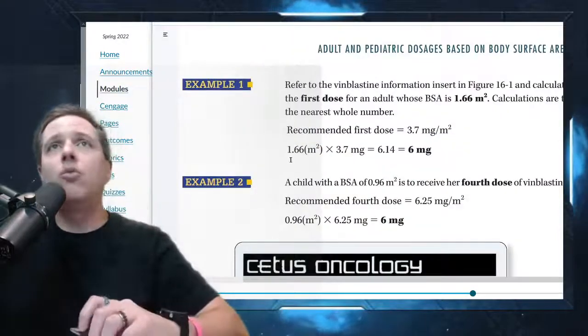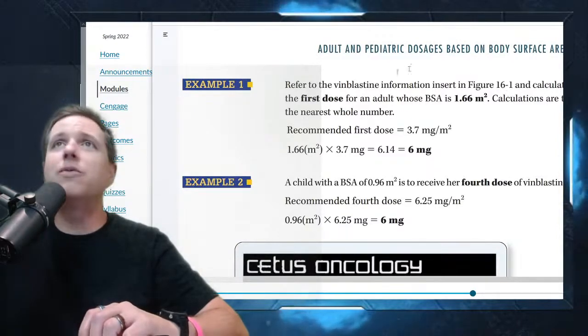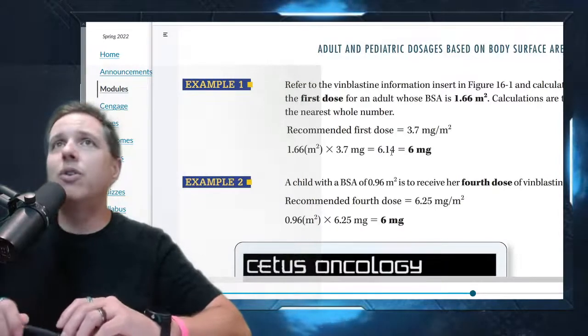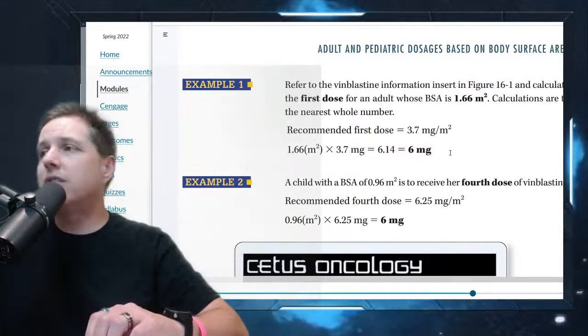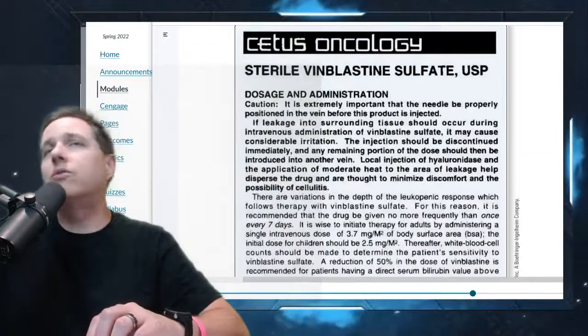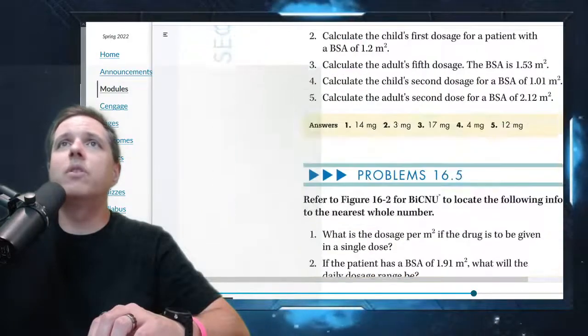Right? So 1.66 times 3.7, because 1.66 is the surface area given in the problem, times the 3.7 gives us 6.14, which we can round to 6 milligrams. Okay? So you're just multiplying.